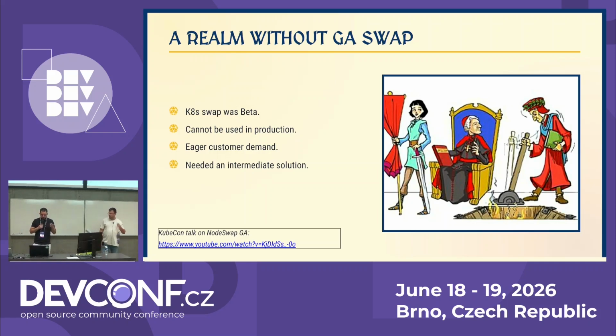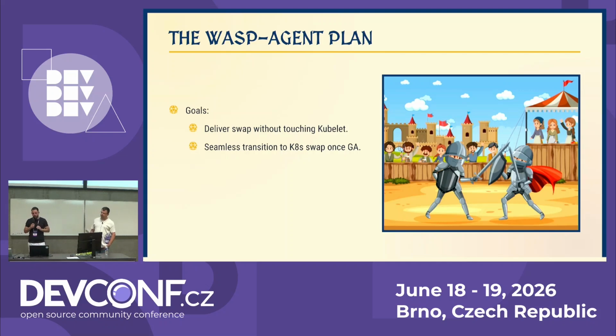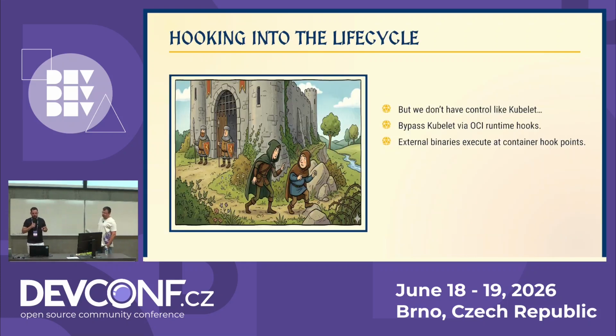By the way, I did a talk about node swap on KubeCon, so you're invited to watch this talk. But basically the idea is that we would come up with a wasp-agent, which is an abbreviation of swap, and we had two goals there. One is to deliver swap without touching kubelet, by bypassing the Kubernetes components. That way, once swap is GA'd in Kubernetes, the transition will be smooth and seamless, and the users won't even notice it. But how do we actually do that? How do we bypass kubelet and edit stuff behind its back? So we decided to use OCI runtime hooks.